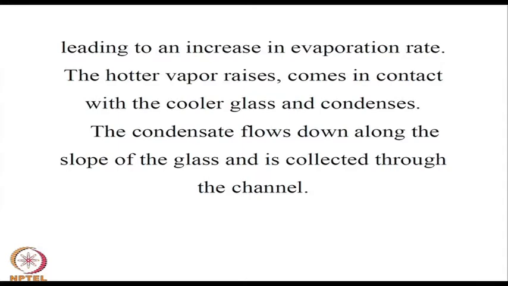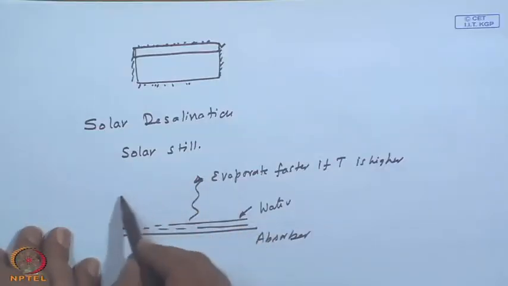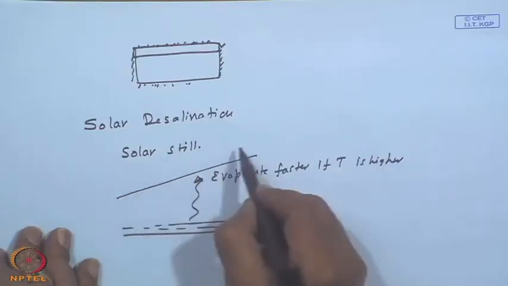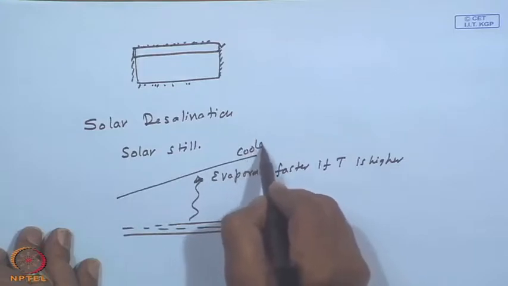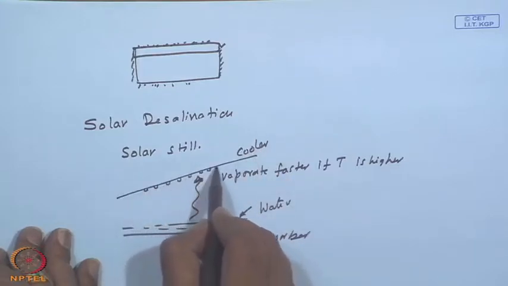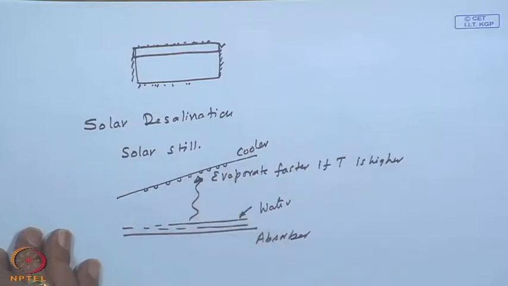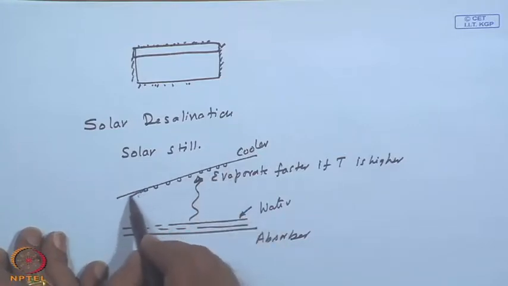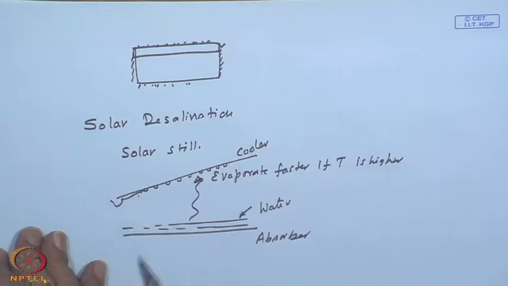So, that leads to an increase in evaporation rate, the hotter vapor rises, and if it comes in contact with a cooler surface, then it will condense on this, and then it can be collected over a channel at the bottom, right.